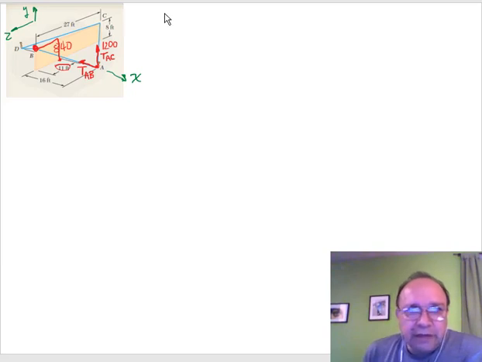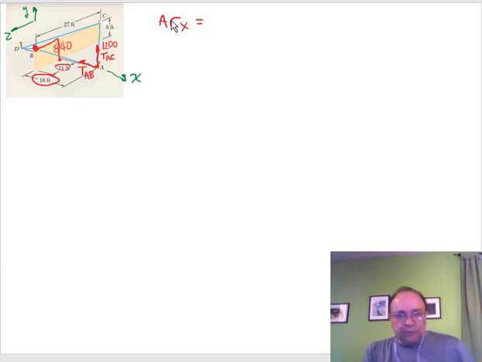ACX. ACX will be the distance that we have to move in the x direction in order to go from A to C. That will be the same 16 feet, but we are going in the direction of x negative, so this will be minus 16 feet.